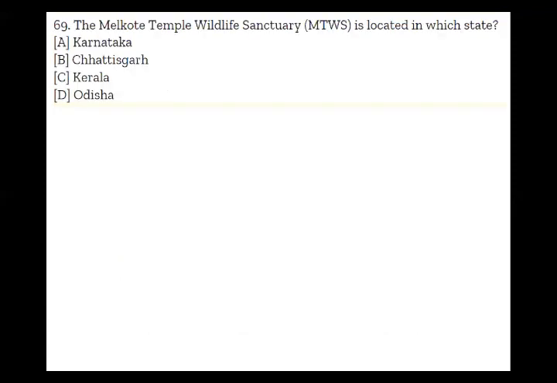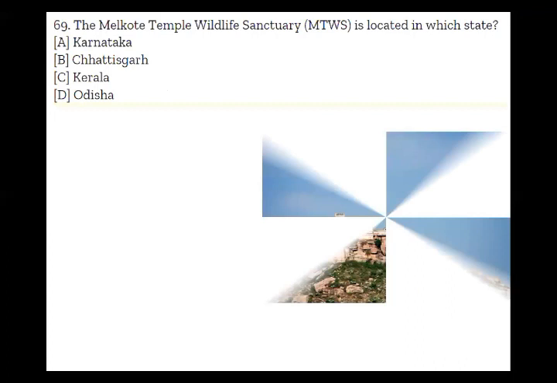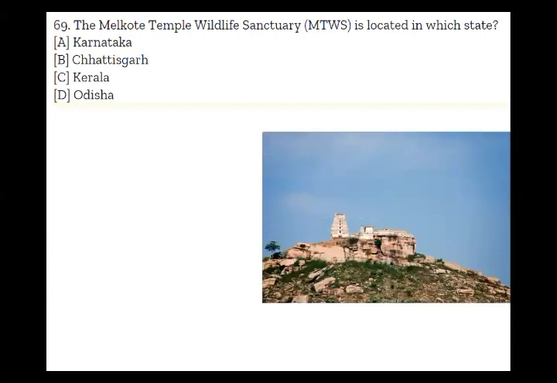Melkote Temple Wildlife Sanctuary is located in which state? Karnataka, Chhattisgarh, Kerala, or Orissa? Melkote is one of the sacred places, because the temple is situated on top of the mountains, and around that there is a forest range which has been preserved as a wildlife sanctuary. This particular wildlife sanctuary was announced, and it belongs to Mandya district of Karnataka.